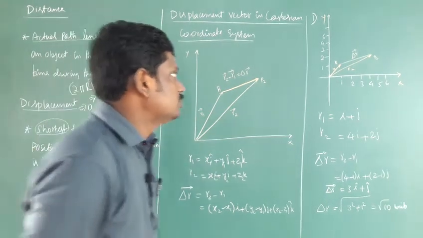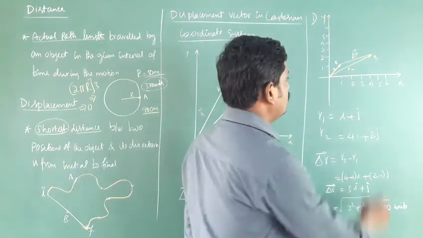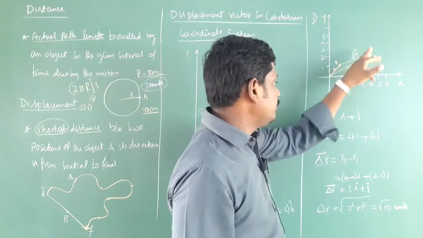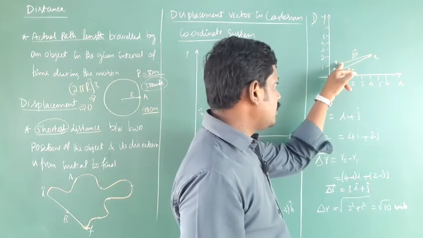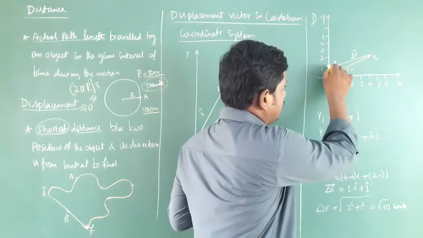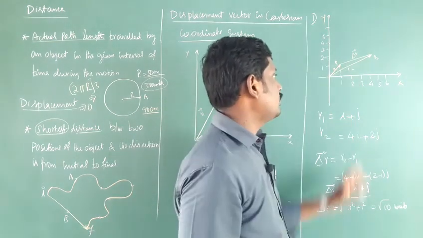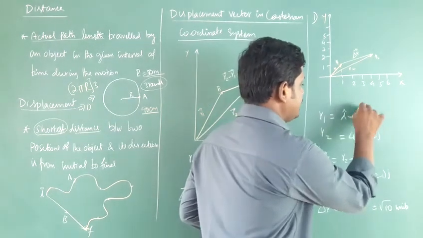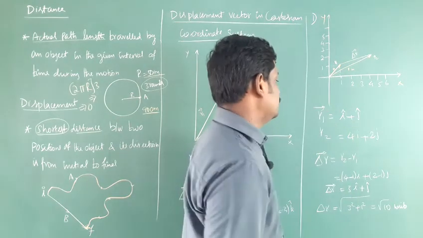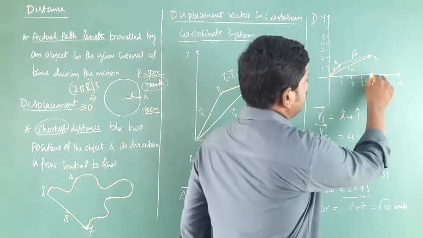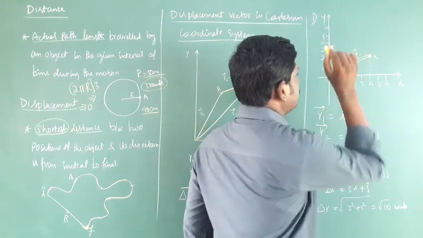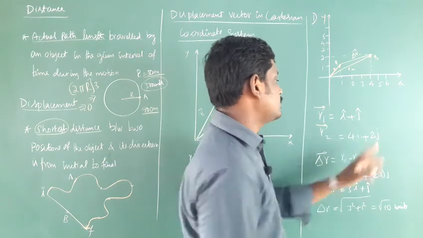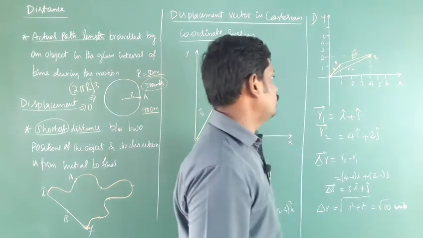Next, consider this problem. R1 and R2 are the position vectors. Consider the particle moving from P1 to P2 in the xy coordinate. What is the position R1 here? Just see, it's 1 comma 1. So x and y are 1, that is i cap plus j cap. That is the position vector R1. Then R2, just see, it's 4 comma 2. 4 is x, then 2 is y. So 4i cap plus 2j cap.